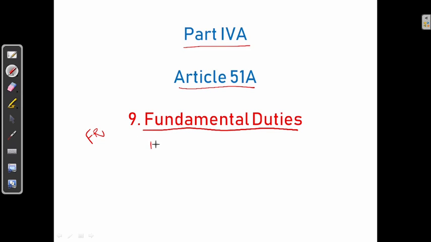Later in 1976, fundamental duties were added to the Constitution. Originally we had 10 fundamental duties, but the 86th Constitutional Amendment Act of 2002 included one more fundamental duty. So at present we have 11 fundamental duties.